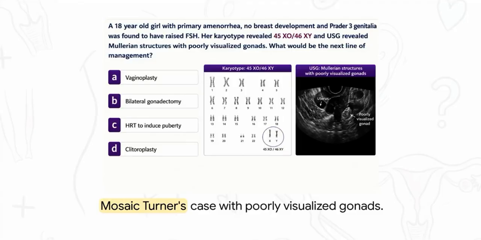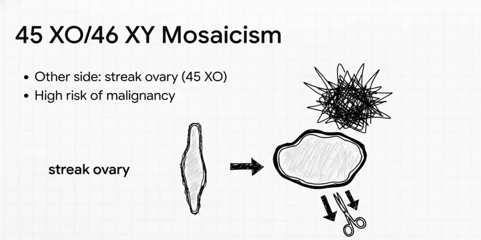Is it A, vaginoplasty, B, bilateral gonadectomy, C, HRT to induce puberty, or D, clitoroplasty? Go ahead and lock in your answer. Okay, the correct answer is option B, bilateral gonadectomy. Let's break down exactly why.